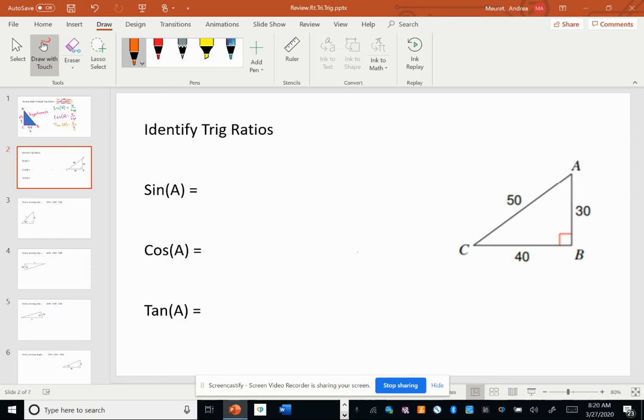So again, to find the sine of angle A, sine is equal to the opposite over the hypotenuse. And so for angle A, the opposite side is 40, and this is the hypotenuse. So it's equal to 40 over 50, which you could write as 40/50ths. You could reduce it to 4/5, or you could write it as a decimal, 0.8.